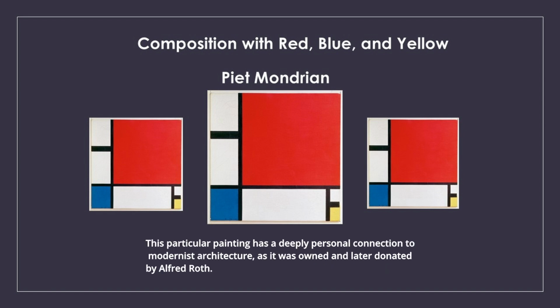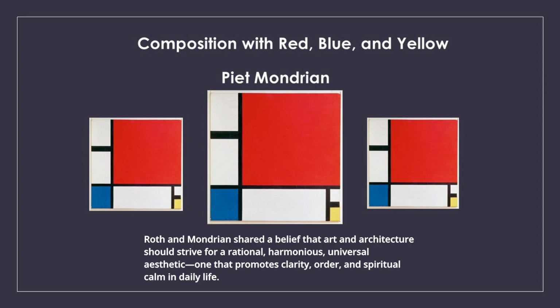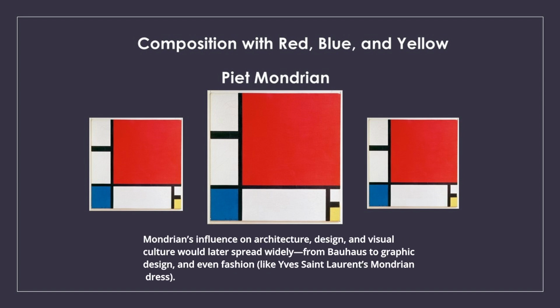This particular painting has a deeply personal connection to modernist architecture, as it was owned and later donated by Alfred Roth. Roth and Mondrian shared a belief that art and architecture should strive for a rational, harmonious, universal aesthetic, one that promotes clarity, order, and spiritual calm in daily life. Mondrian's influence on architecture, design, and visual culture would later spread widely, from Bauhaus to graphic design, and even fashion, like Yves Saint Laurent's Mondrian dress.